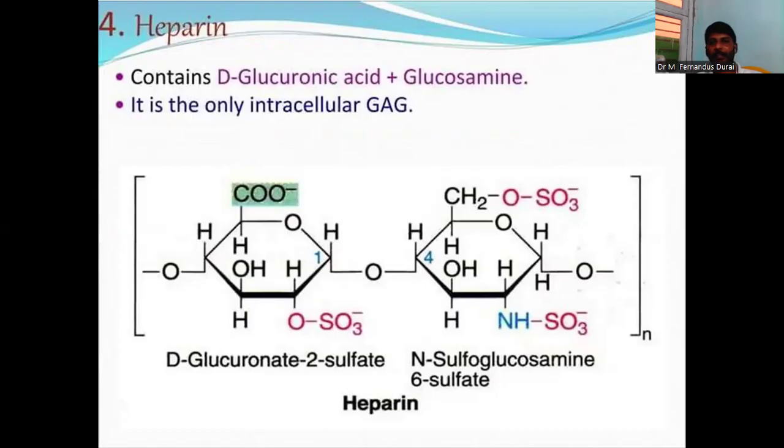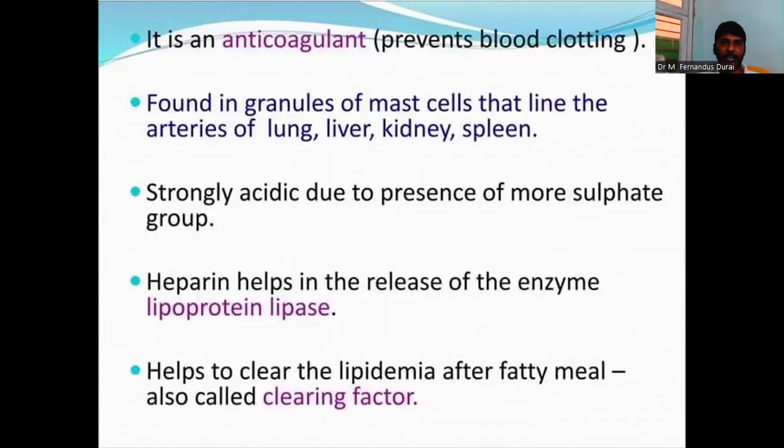Heparin contains D-glucuronic acid and glucosamine. It is the only intracellular GAG, present inside the cell. D-glucuronate 2 sulfate and N-sulfoglucosamine 6 sulfate. It acts as an anticoagulant, prevents blood clotting, and is strongly acidic due to the presence of more sulfate groups.